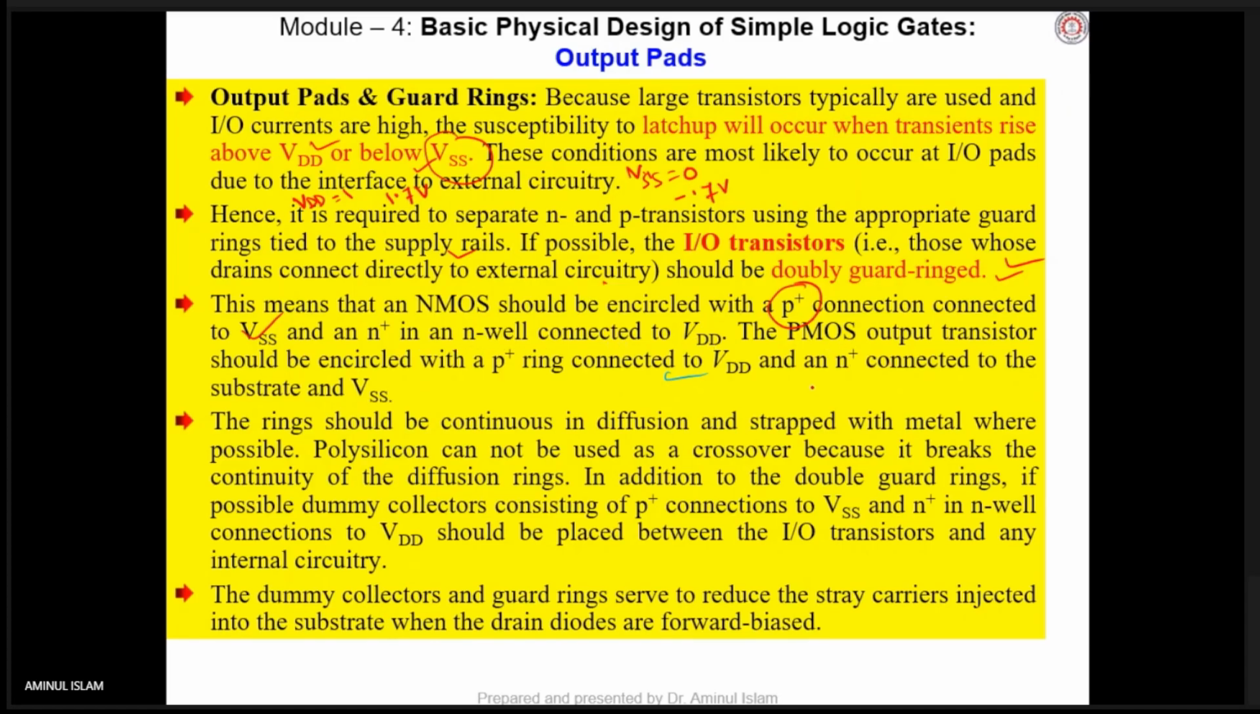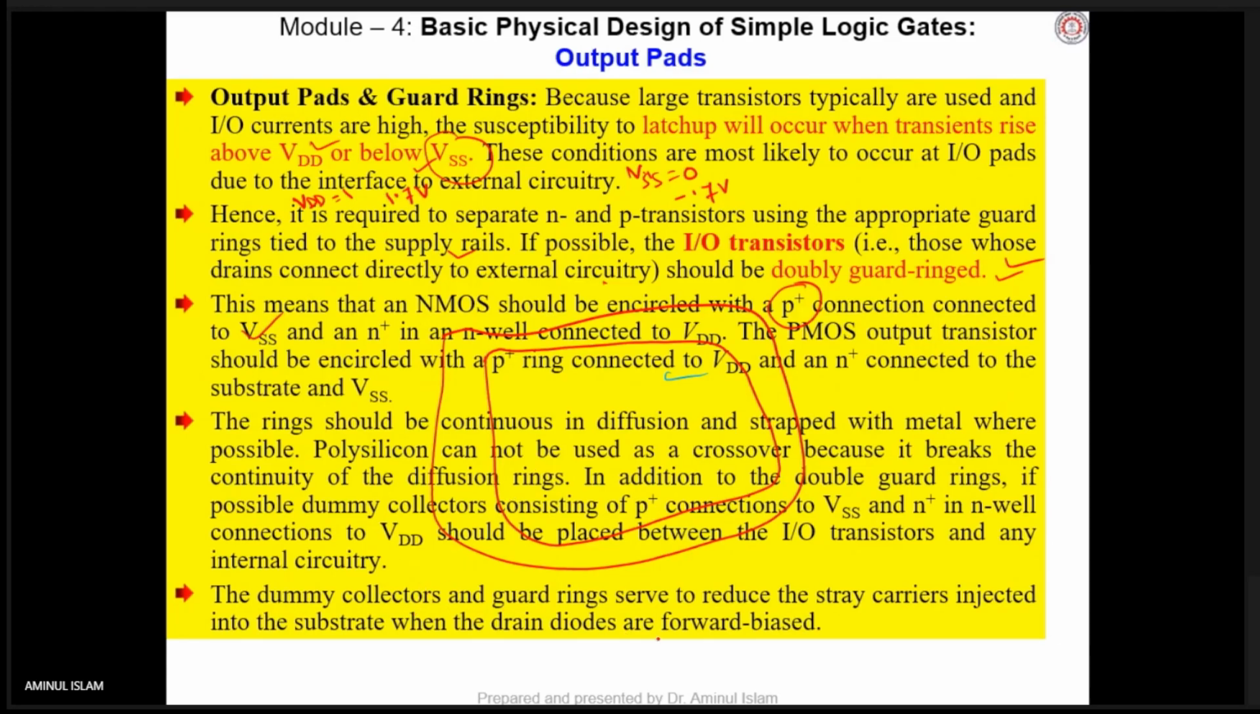A PMOS output transistor should be encircled with a P plus ring connected to VDD and an N plus connected to substrate and VSS. The ring should be continuous in diffusion and strapped with metal where possible. Polysilicon cannot be used as a crossover because it breaks the continuity. Means the guard rings you are applying around the NMOSFET or PMOSFET should be continuous. There should not be any breakage.